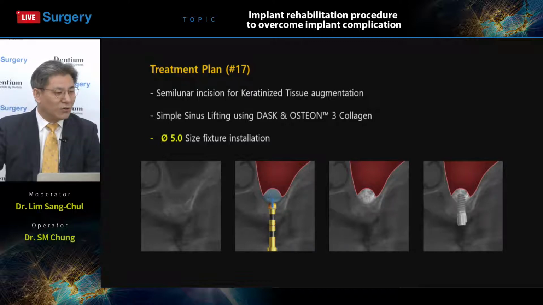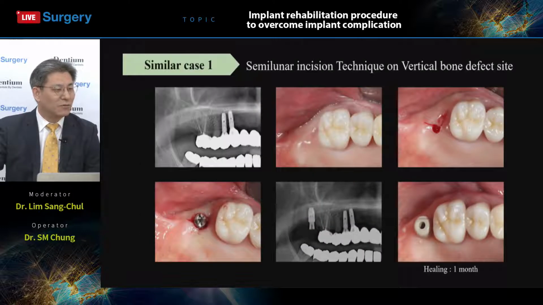He is going to have a crestal approach for the sinus augmentation with the implant installation simultaneously. First of all, he wants to make a semilunar incision to maintain keratinized tissue, and a simple sinus lifting using the DASK kit, and use a wide diameter 5.0 size implant. I think this will be a brand new system, the Bright system from Dentium.